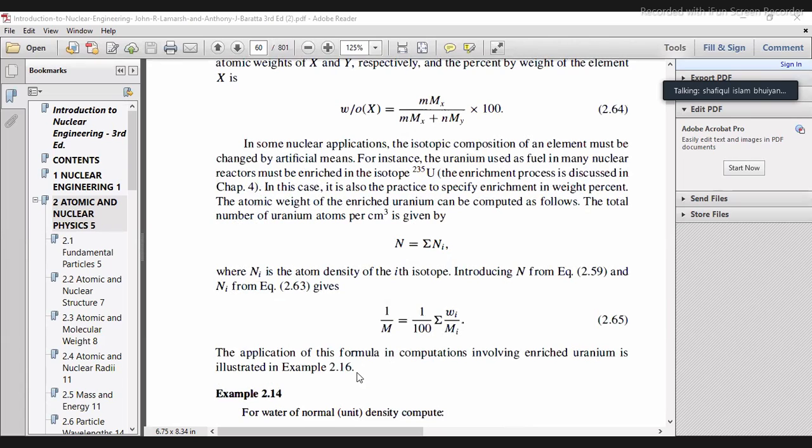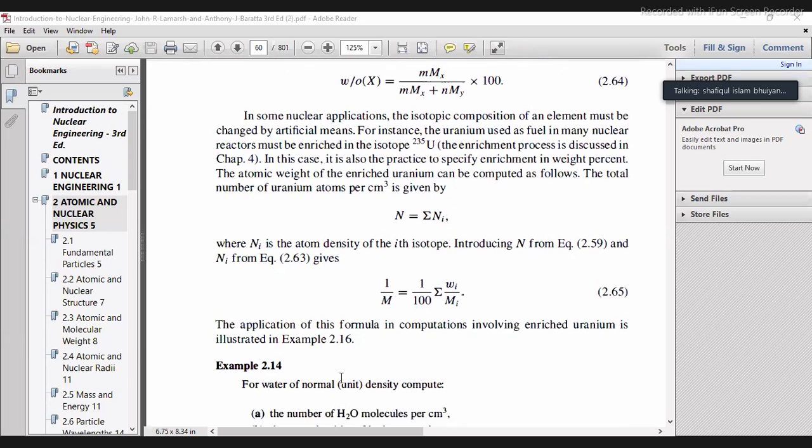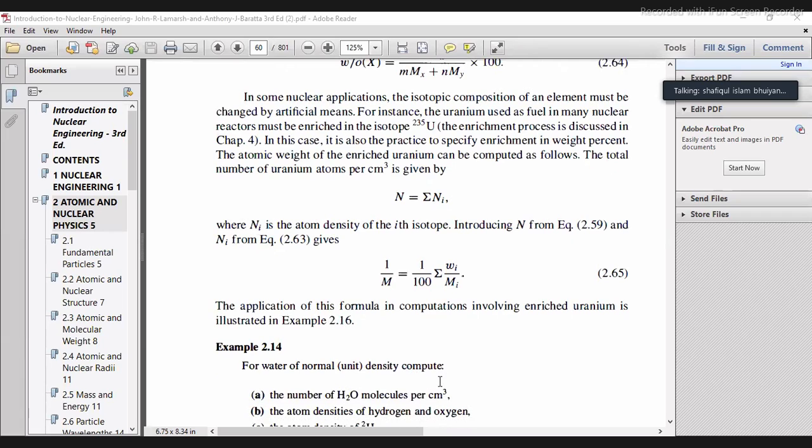Okay. But before that, we just calculate with this. Example 2.16, I will finish today's lecture. But this one is a little bit complicated to understand. We'll see it. What is this 2.16? And if you understand this example 2.16, I hope that you can calculate the number of other isotopes also as well. Okay. For water, say, normal unit density.